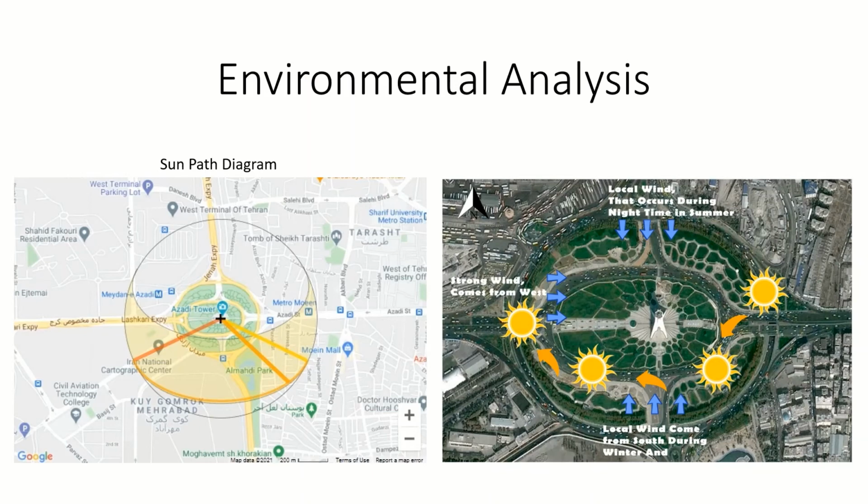An environmental and climatic analysis of the chosen site. Here you can see the sun path diagram and the sun directions, wind directions, as well as we will get to them in more detail in the next chapter.